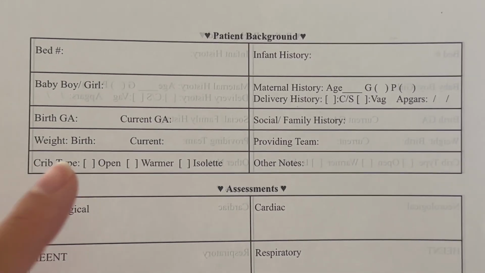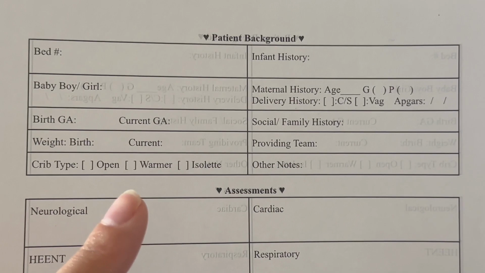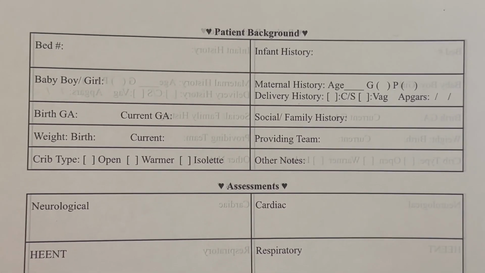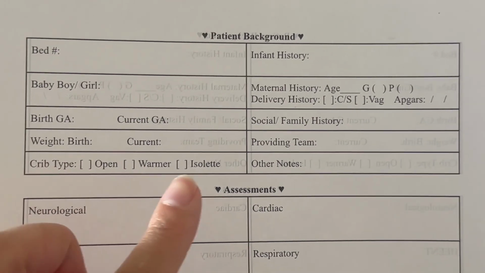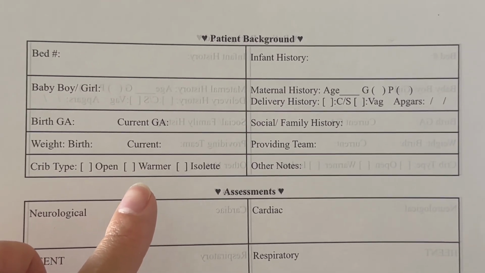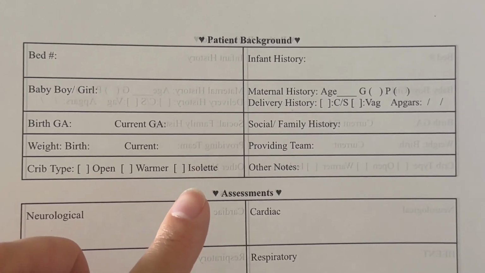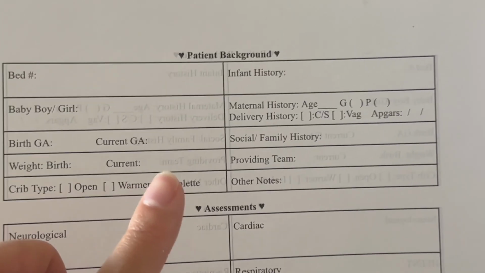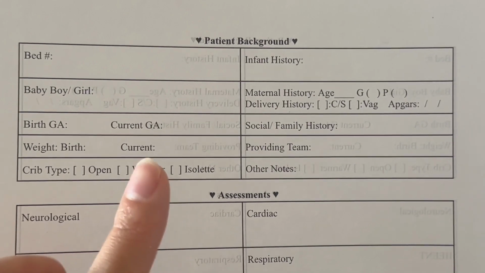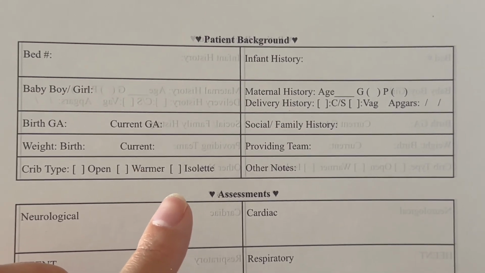Then we have crib type. Open crib means they're not in anything special: the top is popped, or they're in an actual regular baby crib. A warmer, which where I am we sometimes call panda warmers, and then isolette, which is the giraffe. Those are for the small preemie babies that need that humidity. They need all of that good stuff to make sure that they grow, and they're just really small to be out and about in the world yet.